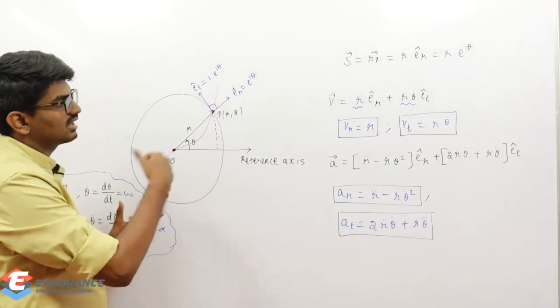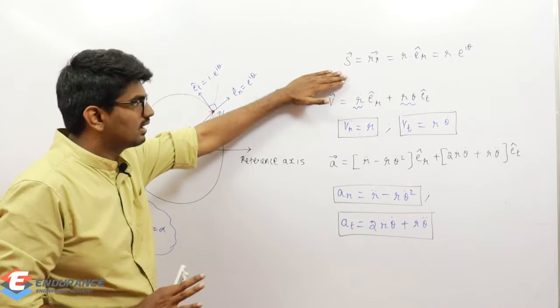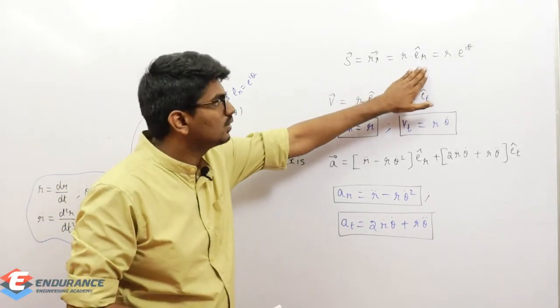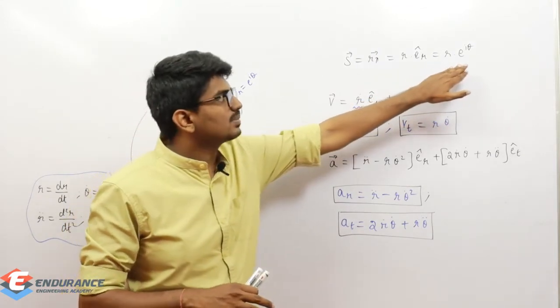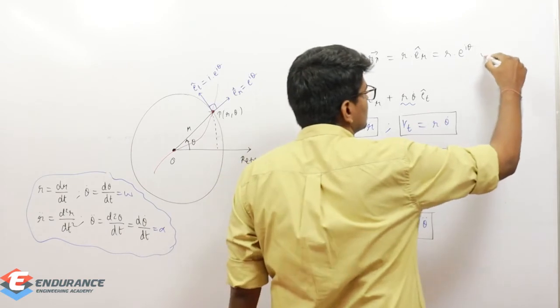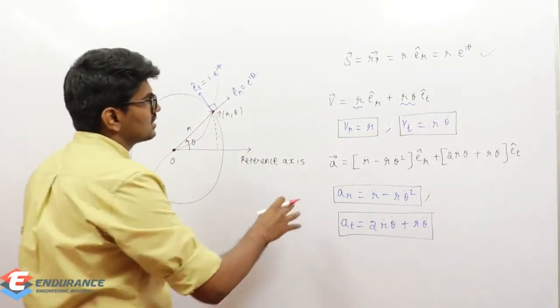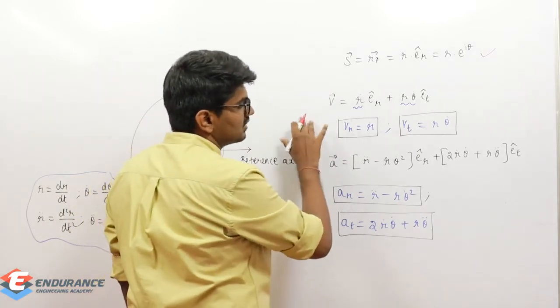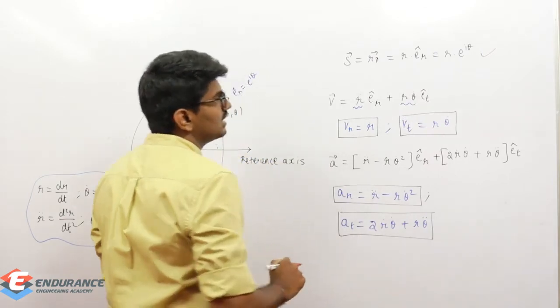And now from this I got the first thing, which is the position vector, S vector or r_P vector, which is equal to r into e_r cap, where e_r cap is e to the power of i theta. This is one equation which we got for the position vector. And next we got an equation for the velocity vector, which is r dot into e_r cap plus r theta dot into e_theta cap.